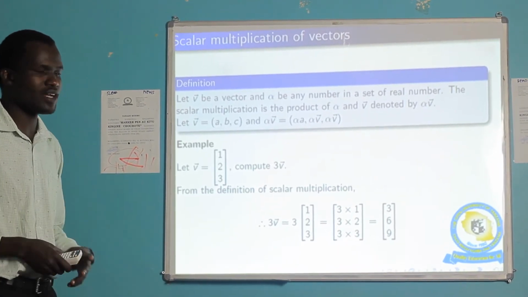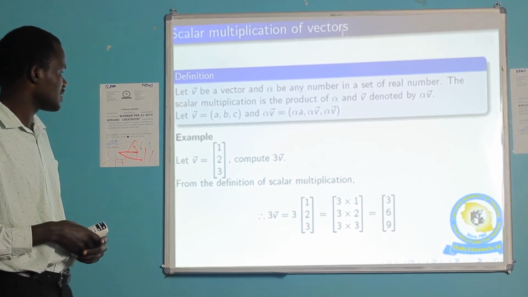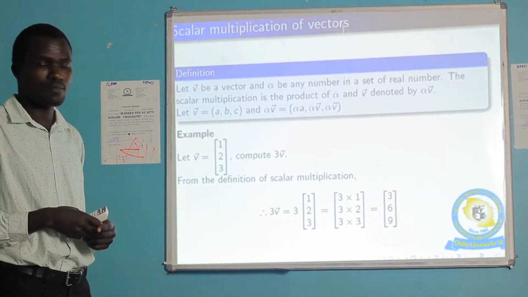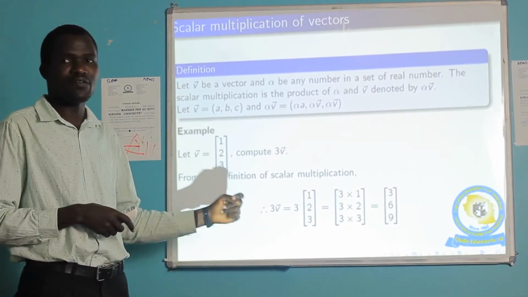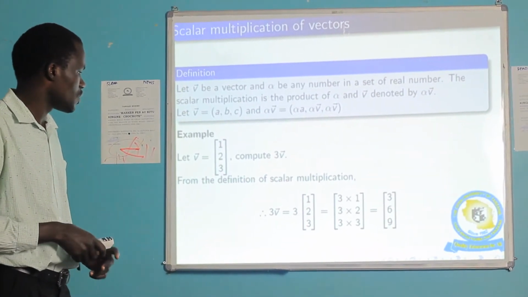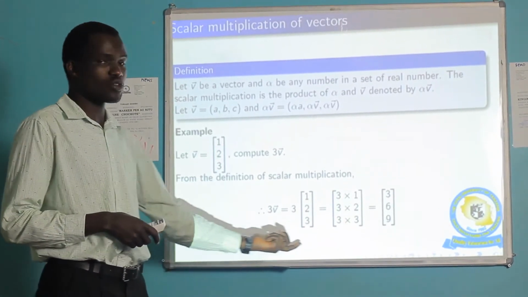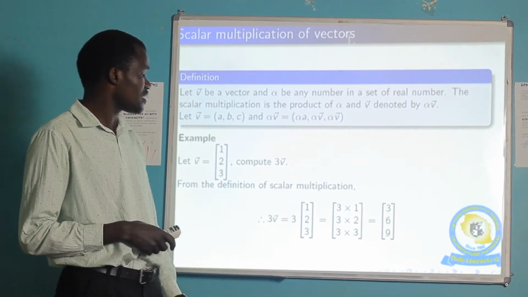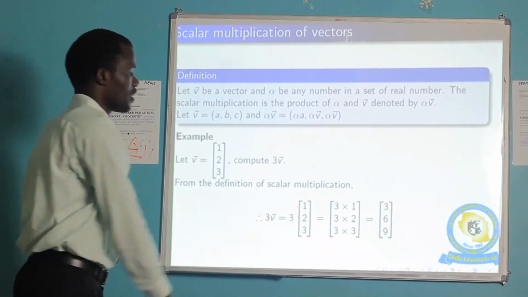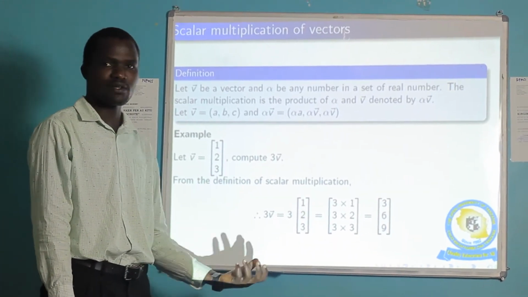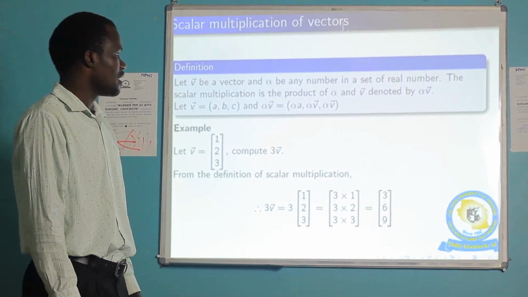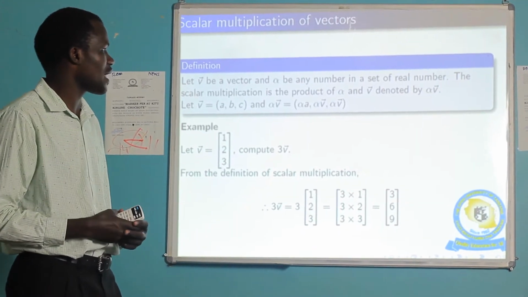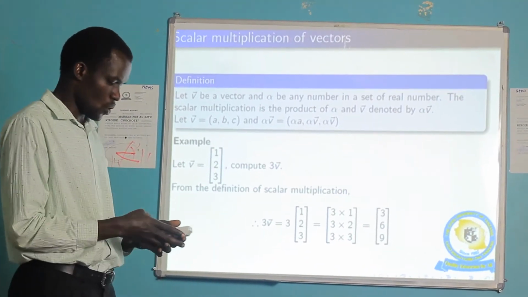For example, here we are given an example. Vector v, which has entries 1, 2, and 3. We need to compute 3v. So it's just taking 3 times every entry of the vector v. Here is how to find it. 3v equals 3 times this vector we have been given, which is 3 times every entry. Then 3 times 1, 3 times 2, 3 times 3, we get 3, 6, 9. These are the entries of the resultant vector, the vector obtained after multiplying by the scalar, or the real number.